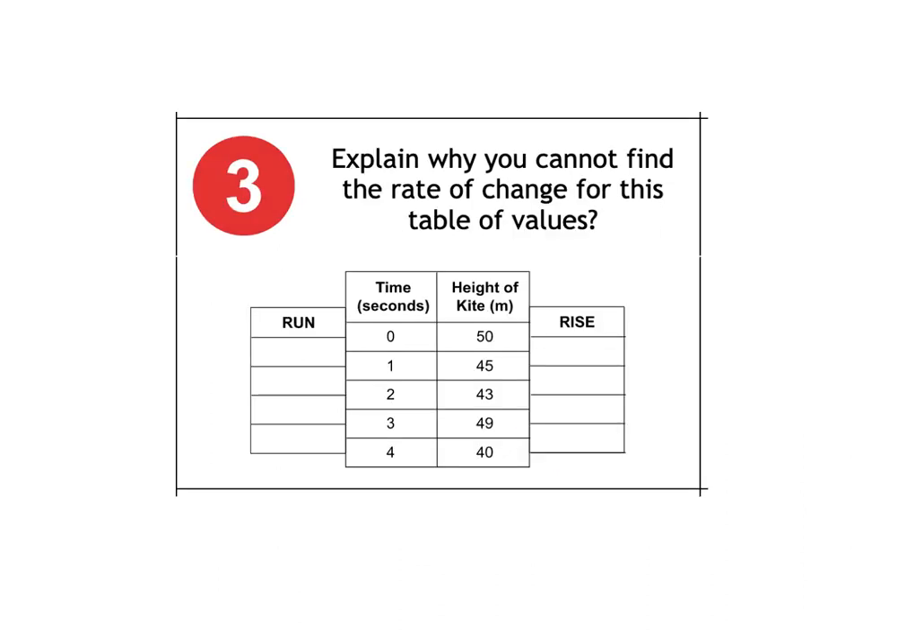This question is asking us to explain why we cannot find the rate of change for this table of values. At first glance, the run side of this table does seem to have a pattern. You can see that the run side, or the independent side, relating to time is increasing 1 second at a time. The problem is what is happening on the rise side of this table. You can see that from 50 to 45, that's a decrease of 5. And then from 45 to 43, that's a decrease of 2. But then from 43 to 49, that's an increase of 6. And then from 49 to 40, it's a decrease of 9.